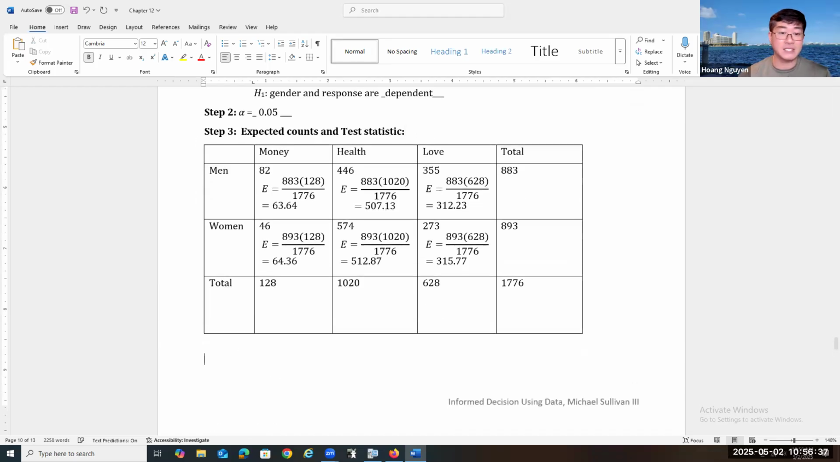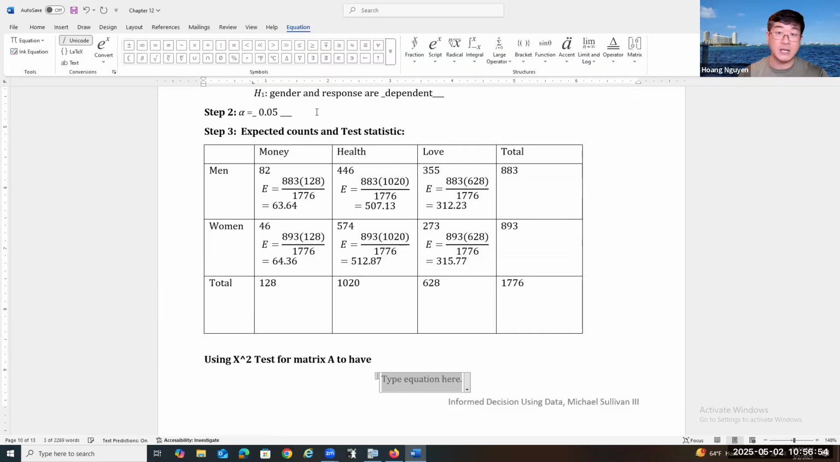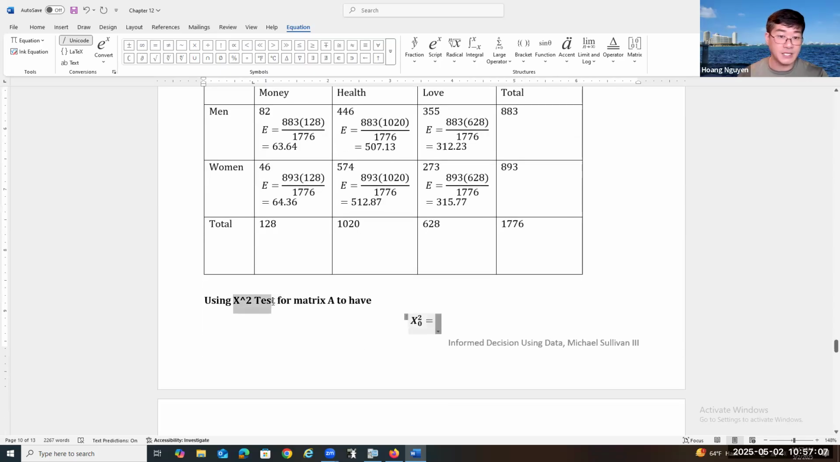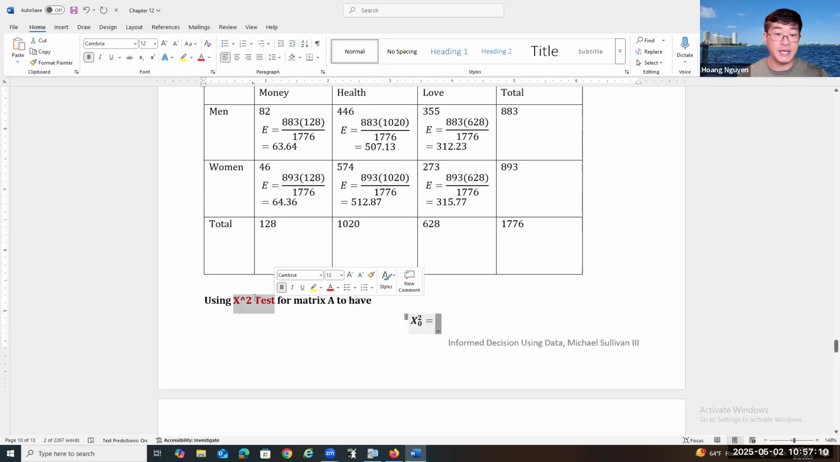So in order to get the answer for the test statistic right here, you might use the shortcut then, using the chi-square test for matrix A. Okay, so we're gonna get this chi-square sub 0. It's gonna be the chi-square of 0 equal, yeah. So we're gonna use the chi-square test and the matrix that's gonna be matrix A, so we can get the answer for the test statistic.